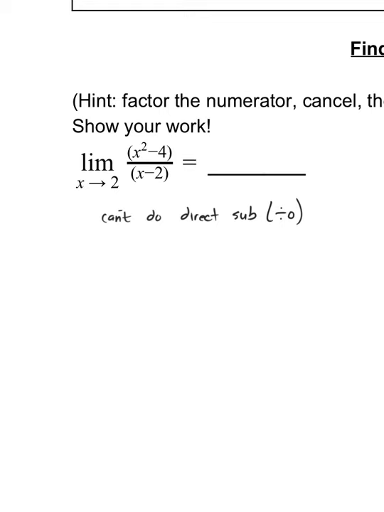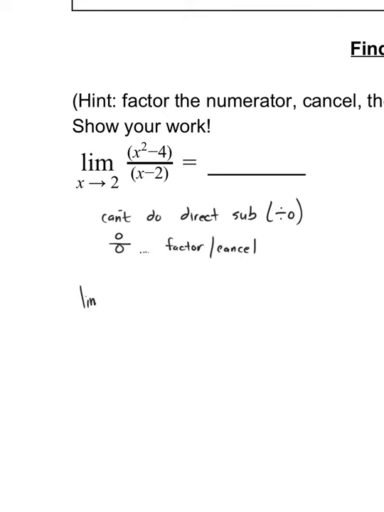Now we check. Do we have 0 over 0? Yes, we do. 2 minus 2 is 0, so that gives us a 0 on the bottom. And if I plug in 2 here, 2 squared is 4, 4 minus 4, we have 0 over 0, so there is a limit. That's your clue to factor and cancel so that you can plug it in.